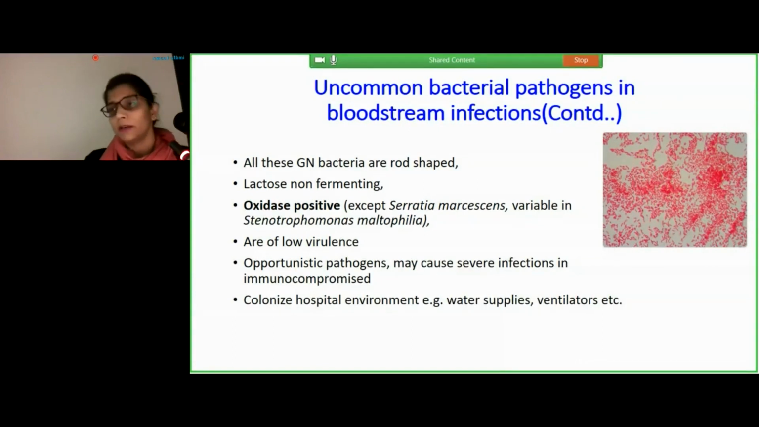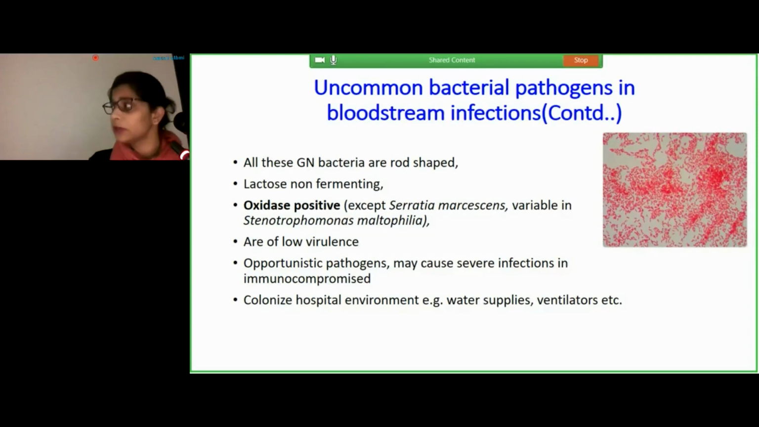Why am I telling you that? It's because when we identify a bacterium, we perform an oxidase test for non-fermenters. Pseudomonas gives this test positive. So all these non-fermenting bacteria can be misidentified as Pseudomonas species also, if the identification is not confirmed by MALDI-TOF.